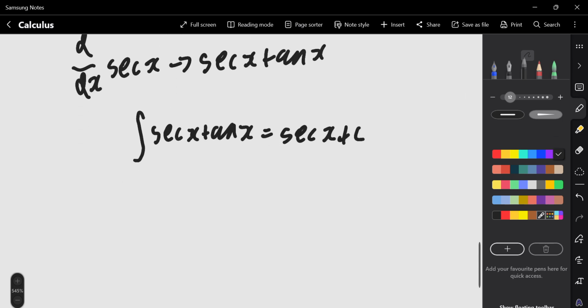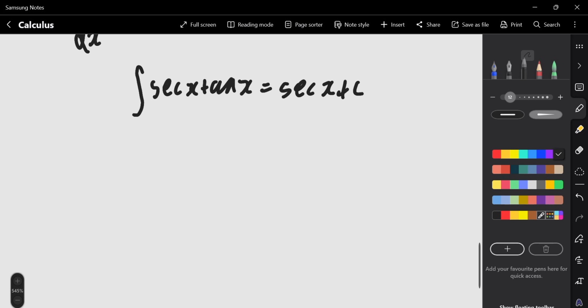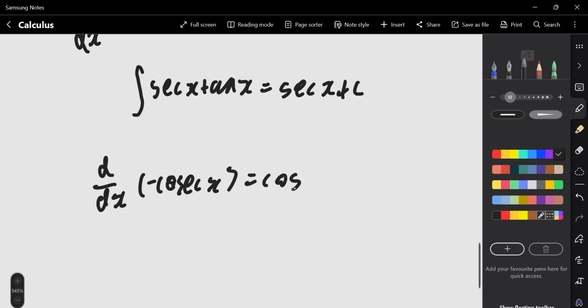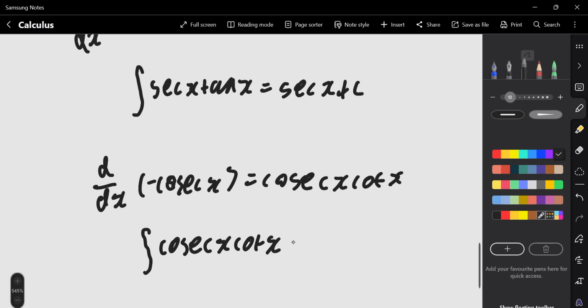Let's do one more. Let's do minus cosecant x. The derivative of minus cosecant x is cosecant x cotangent x. And so if I ask you to integrate cosecant x cotangent x, the answer is going to be minus cosec squared. Sorry, just regular minus cosec x.